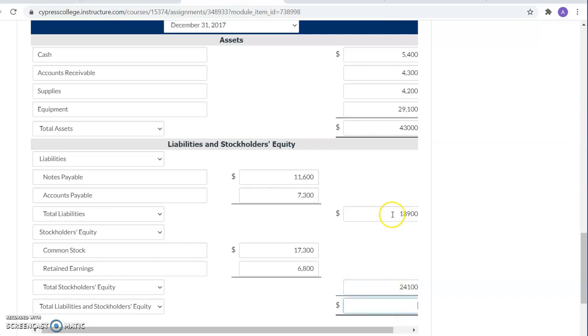And once you add up the $18,900 and the $24,100, you're going to see that this is $43,000. And one important thing to note is that the total assets has to equal the total liabilities and equity in the balance sheet.